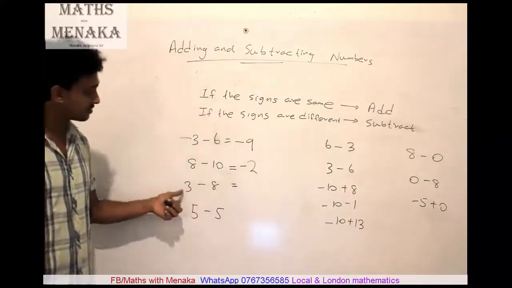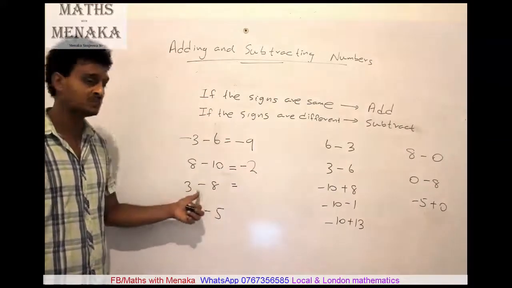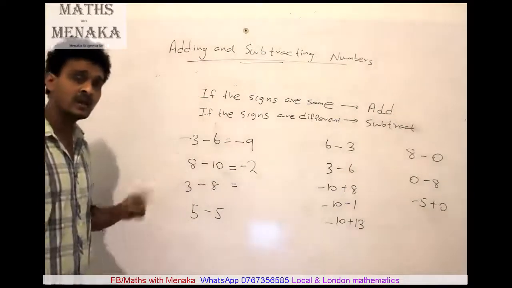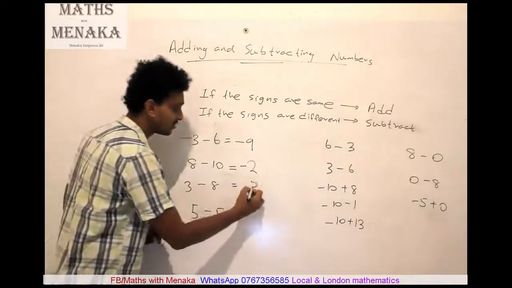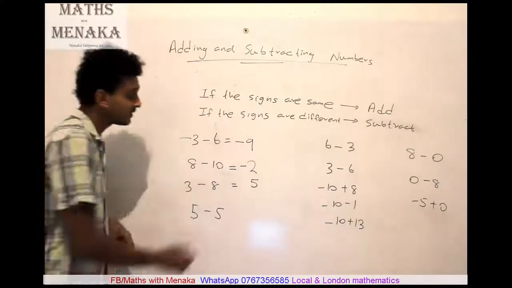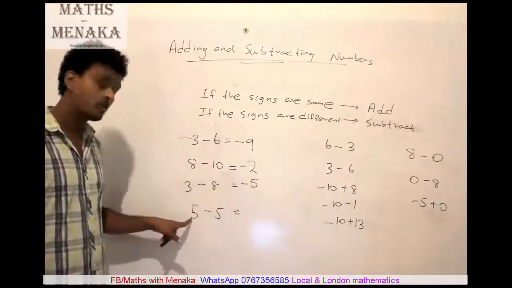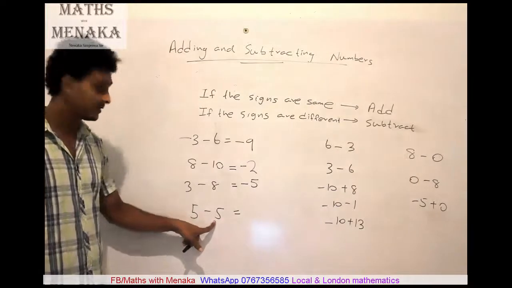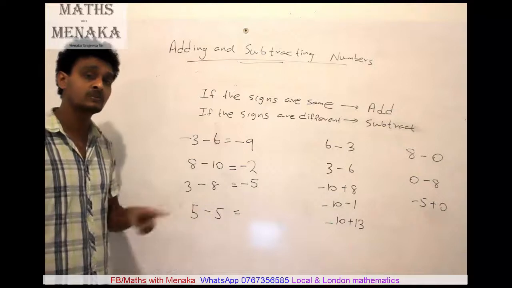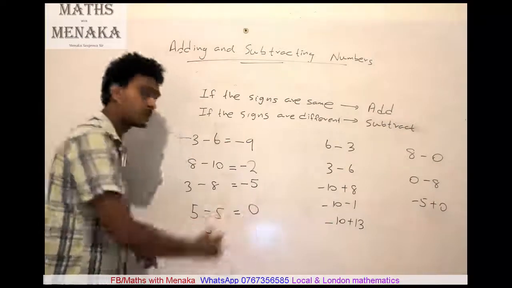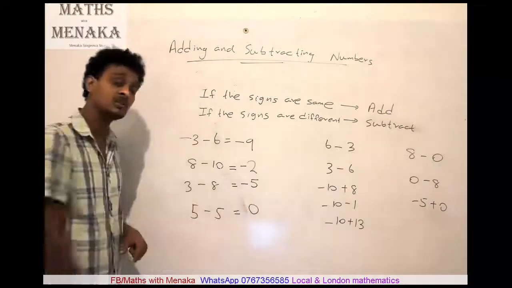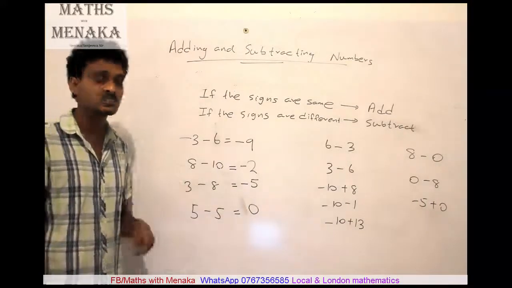Here 3 minus 8. This is positive, this is negative. From 8 you have to subtract 3. When you subtract 3 from 8, the answer is 5. The bigger one is 8. The sign is negative, so the answer is negative 5. Here both numbers are the same, but look at the sign. This is positive, this is negative, so you have to subtract. From 5 you have to subtract 5. The answer is 0. Okay, we don't write positive or negative for the 0. 0 doesn't have a sign, so the answer is just 0.